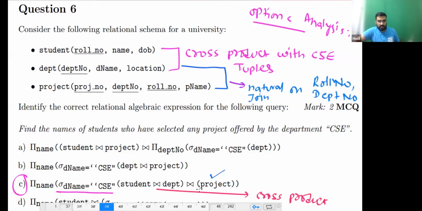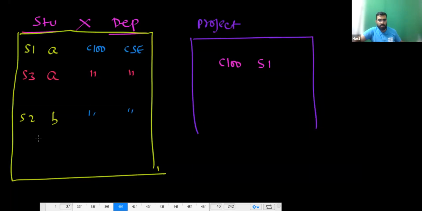So you are doing the natural join with the project first, and then you are taking the name. So is this query correct? Seems like a correct query. This will also give you the names, right? So you will take the natural join. Because there is no common attribute, it will basically be the cross product. In the cross product, you are selecting the CSE tuples. So you will select all the CSE tuples.